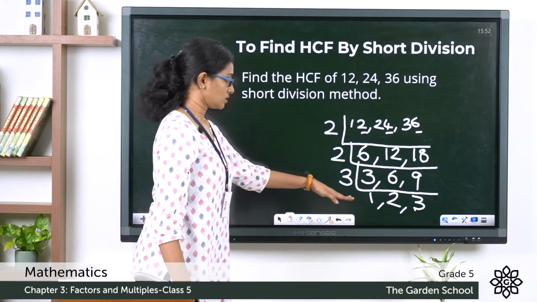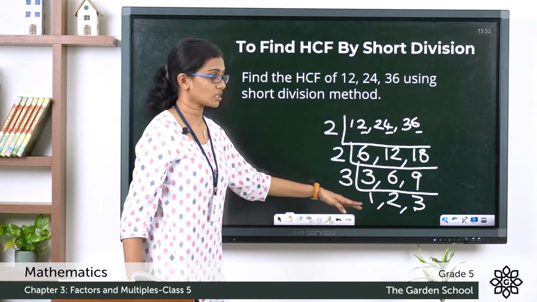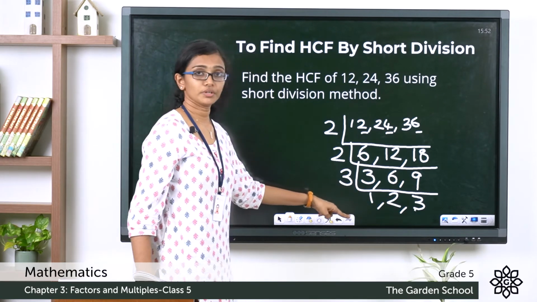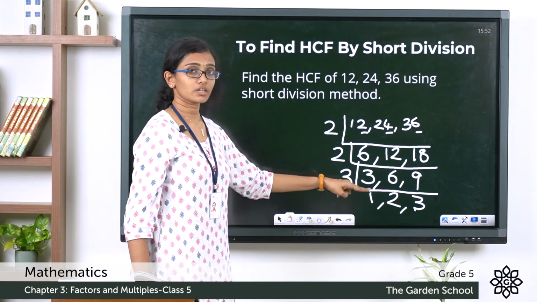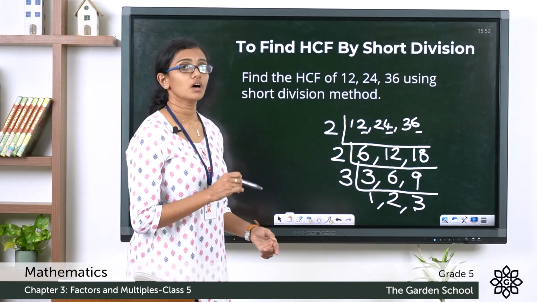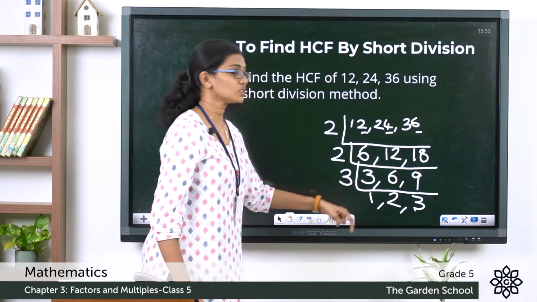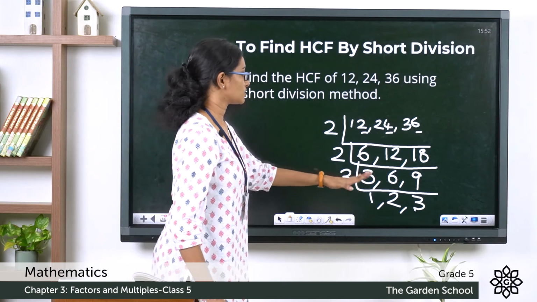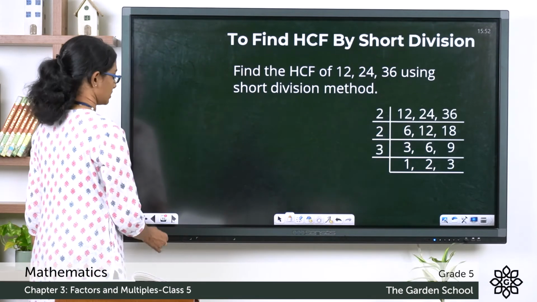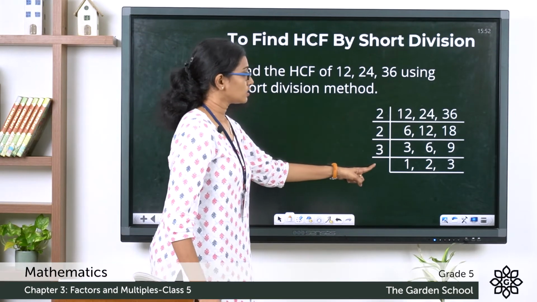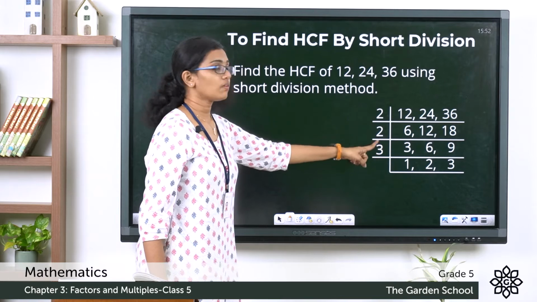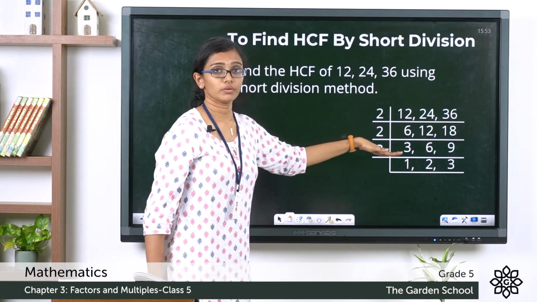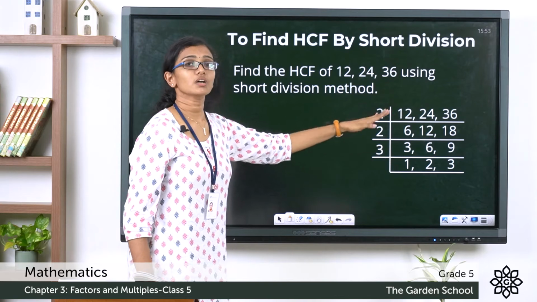Now, these are the new set of quotients. Do you see any common prime factor that can divide all these 3 numbers exactly or completely? No, there are no more common factors for these numbers. So, that's where you stop the division. Now, here on this side, you have all the common prime factors which divided all these 3 numbers completely.